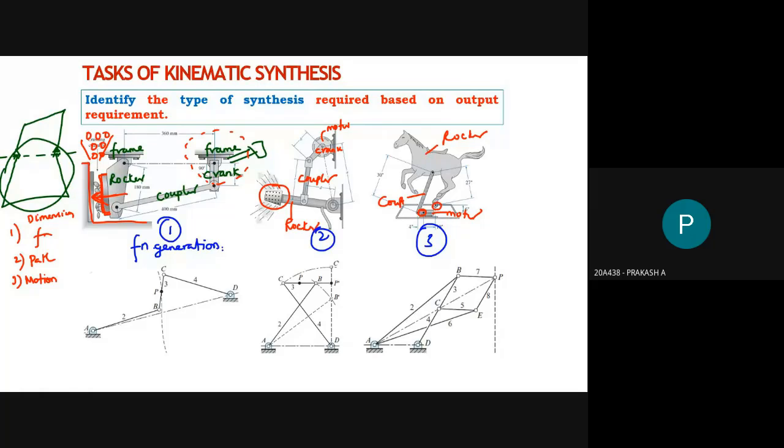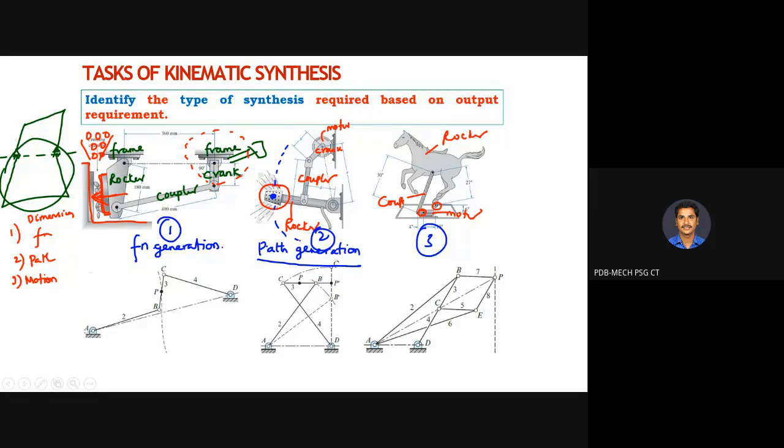Then second one. Path generation. Yes, very good. Path generation. Why? Water has to be sprayed on the path given. So this particular end of the rocker, okay, this point is going to trace some specific path. In the garden, it should cover a specific area and spray water. So it is called a sprinkler. So to spray water, this needs to cover a specific path. So for that path, it needs to be developed with path generation synthesis.